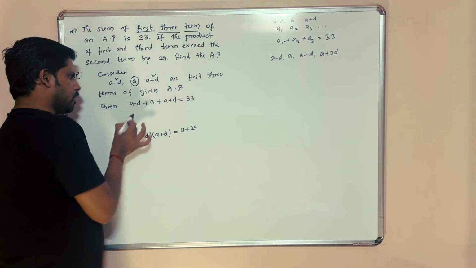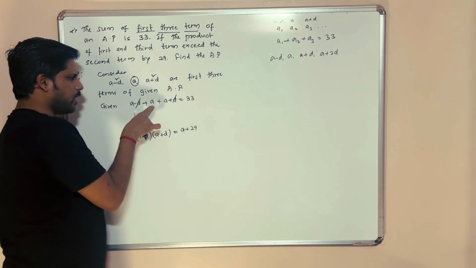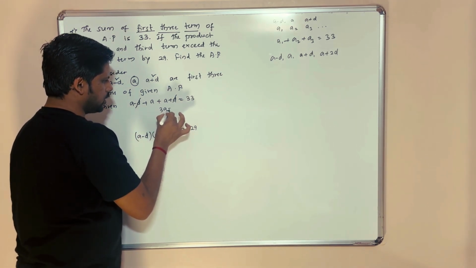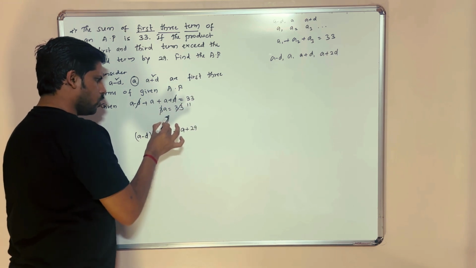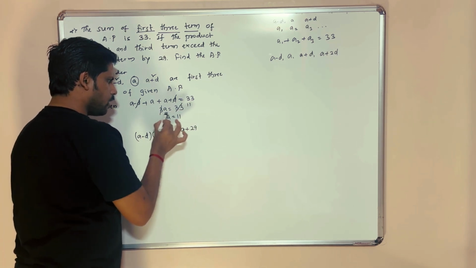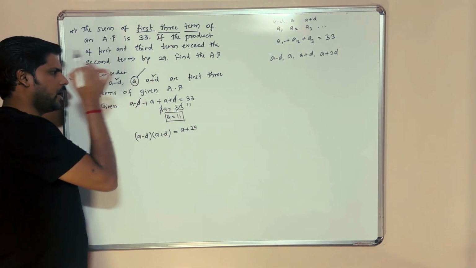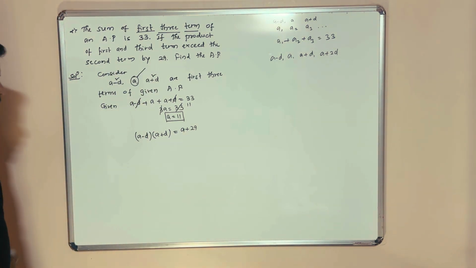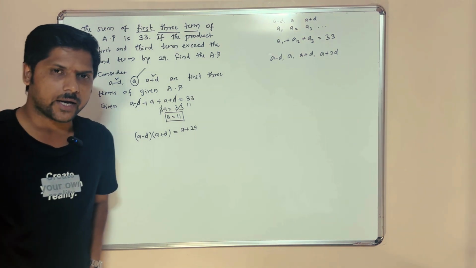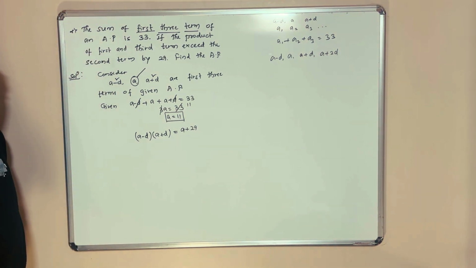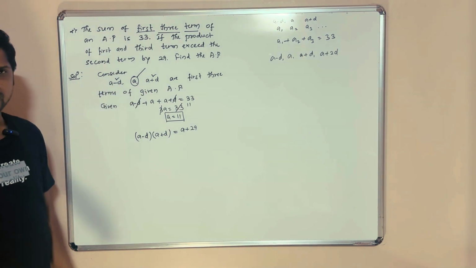So simplify this one. Here minus D plus D get cancelled and we remain with A plus A plus A. That is 3A is equal to 33. So 3 elevens are 33. So what is the value here? A is equal to 11. We got the second term. So A is equal to 11. To find the first term and third term, we need D. We have to get the D value. Then only we are going to get the A minus D and A plus D values.